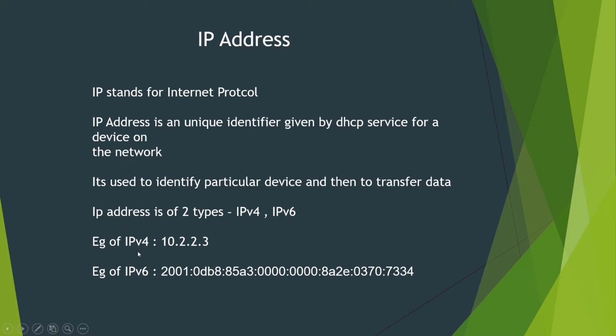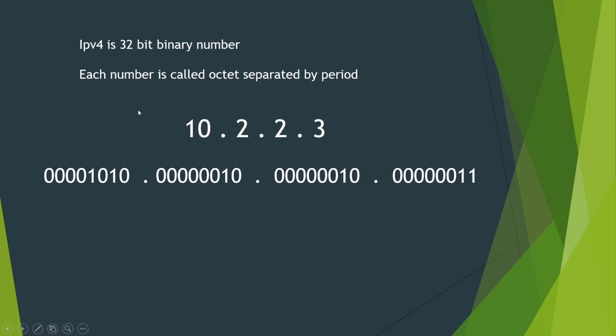Here is an example of an IP version 4 address, 10.2.2.3. Don't worry, I will explain it in the next slide. And this is an example of IP version 6. Here I said that it is 128-bit, but there are only 32 hexadecimal digits. In this hexadecimal format, each digit represents 4 bits, so 32 into 4 gives 128. And you can see each group of 4 digits is separated by a colon. Now going to the next slide.